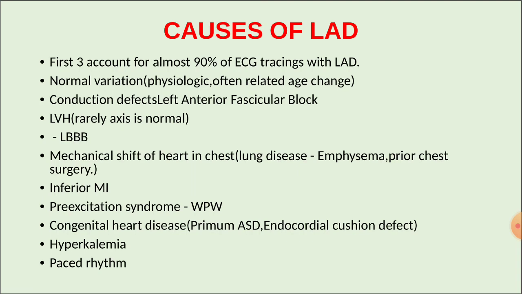Causes of left axis deviation. The first three causes account for almost 90% of ECG tracings with left axis deviation. There is normal variation, physiologic or often related to age. In conduction defects, left anterior fascicular block. Left ventricular hypertrophy. Rarely the axis is normal in LVH. Even left bundle branch block.